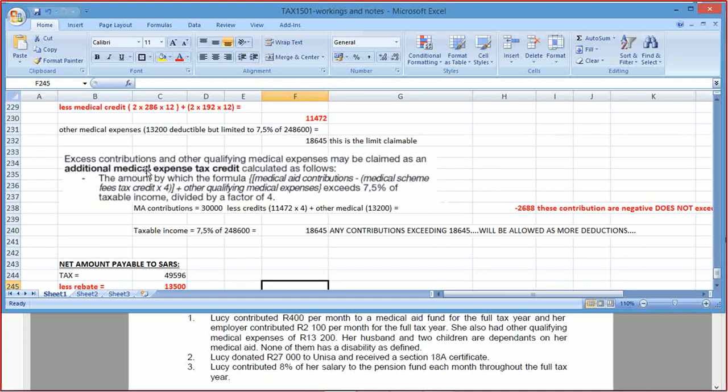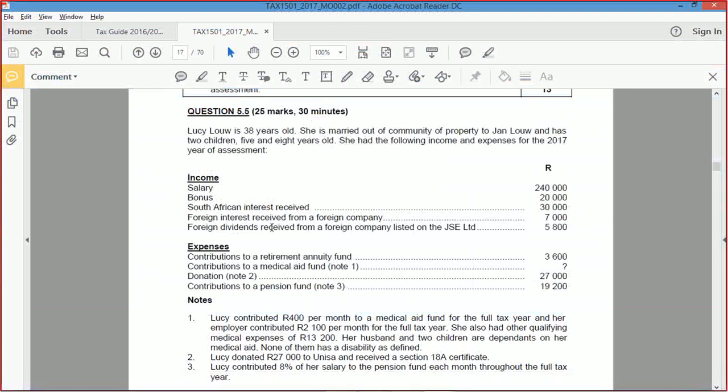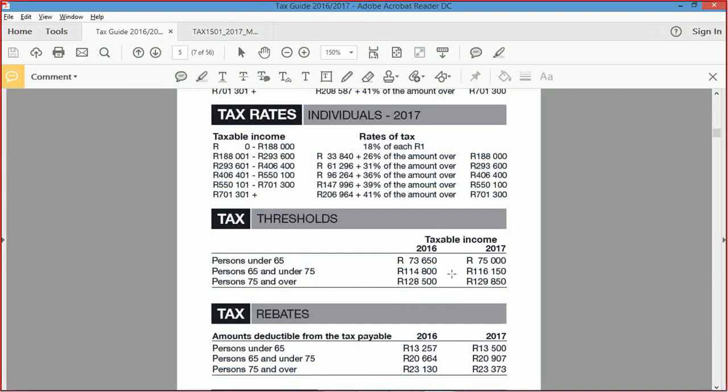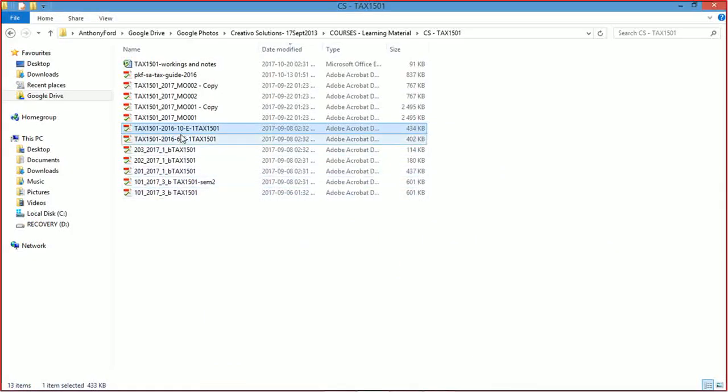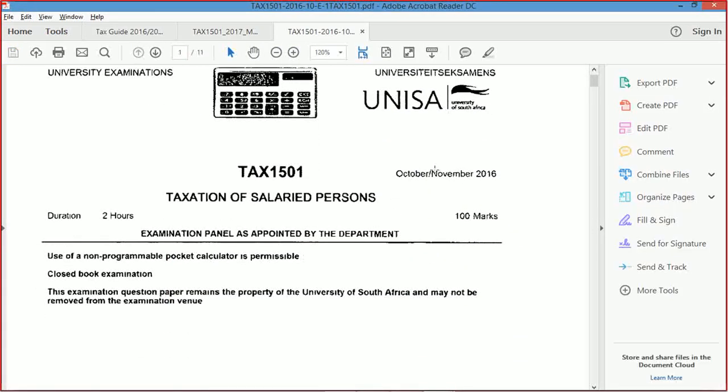I think those were the questions I was stuck on for Learning Unit 5. Yeah, they are quite tricky because there's a lot of rules here. I have to apply this medical rule. I don't think this medical rule specifically was in the past paper. I didn't see that times 4 bit. But remember, that might be new legislation. It might not have been applicable back in 2016, when they wrote the paper.